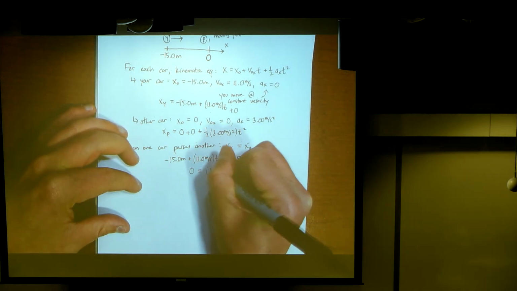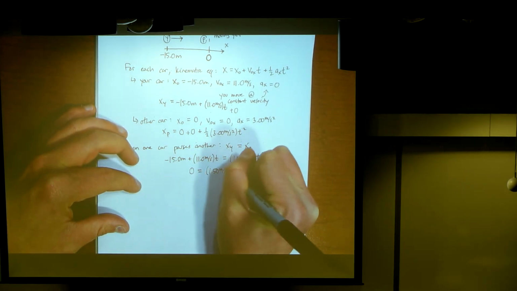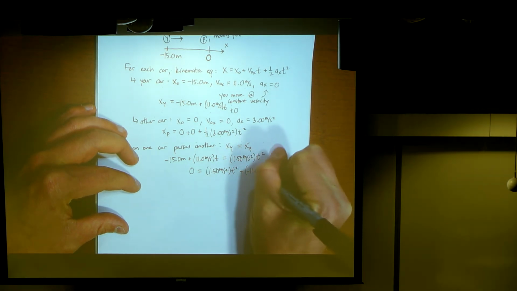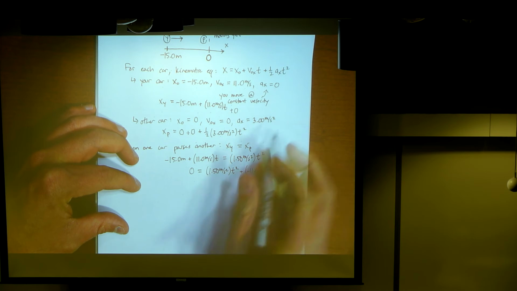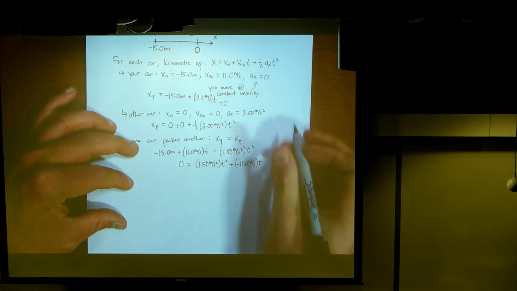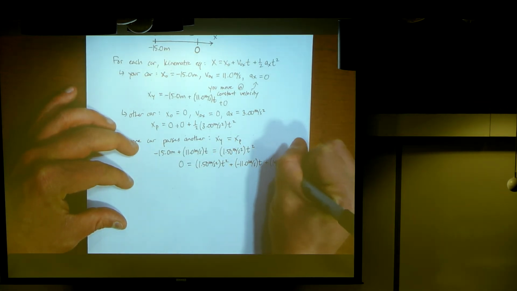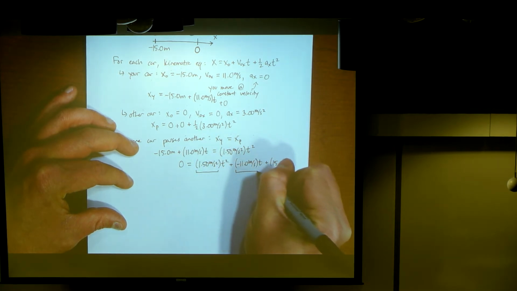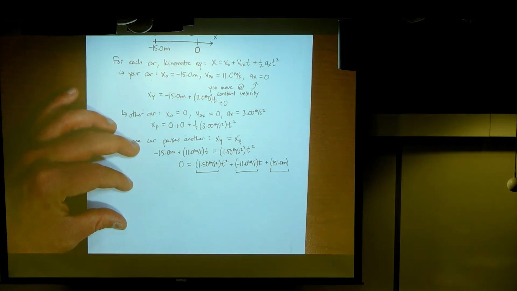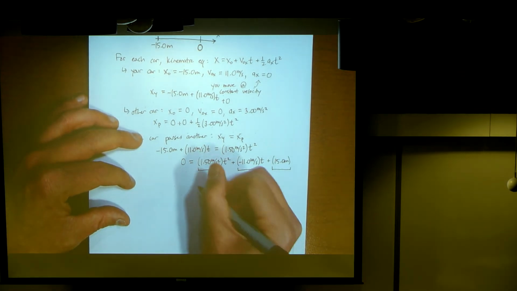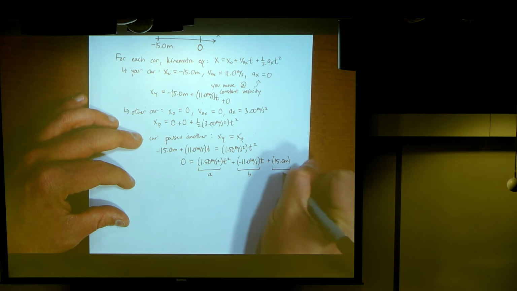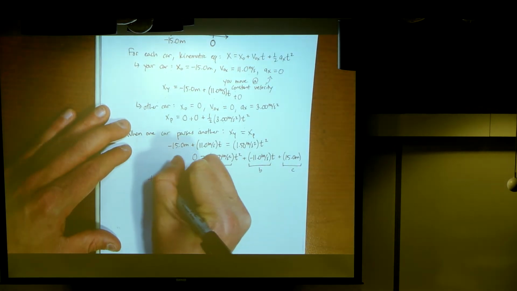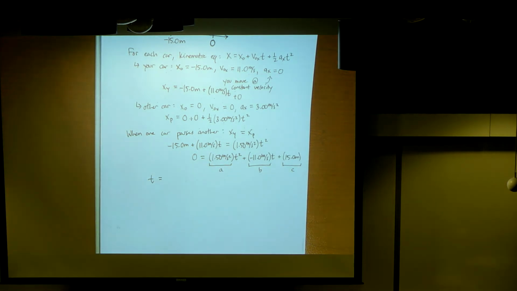So what I have is 1.5 meters per second squared t squared plus minus 11 meters per second t, so that's putting that term over there, and then plus 15 meters. I'm putting each of these things in parentheses just so I know that's what A, B, and C are all equal to, okay? So that's A, that's B, and that's C. So let's solve for t, the time when one car passes another.